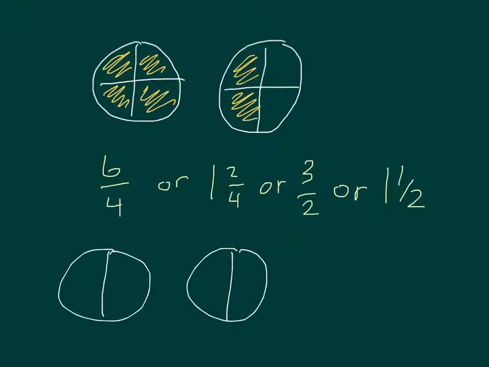Think back to our previous problem when we divided our circles into halves. 3/2 is the same as 6/4. It's also the same as 1 2/4, or 1 1/2 pieces. These are all equivalent fractions. They all name the same amount of circles.